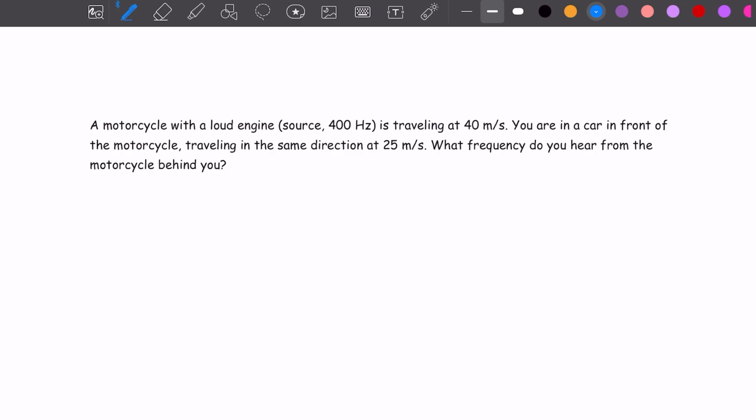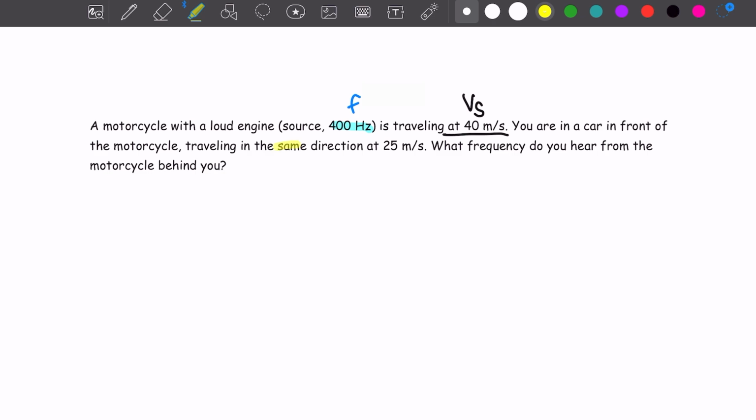So anyway, back to this problem. A motorcycle with a loud engine, which is the source, at 400 Hz, which is our F, is traveling at 40 meters per second. So the source is going at 40 meters per second, which is our V sub S. You are in a car in front of the motorcycle traveling in the same direction at 25 meters per second. So we're told it's in the same direction and at 25 meters per second, which is our V sub O. What frequency do you hear from the motorcycle behind you?